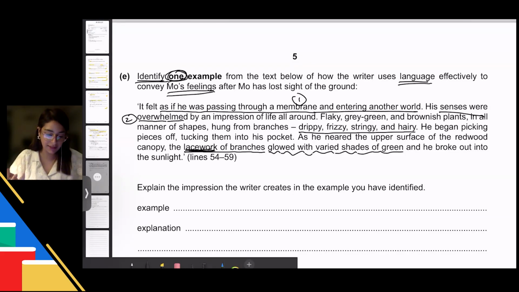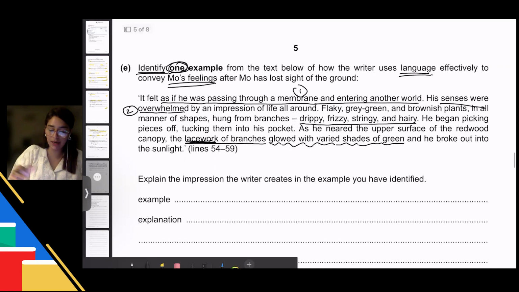So, if I say that he is passing through a membrane and entering another world, if this example is what I highlight, I can talk about how he is not just going through something that is dangerous, but also adventurous for him. And so, something that is very different, something that he has never experienced before. So, if I highlight that, that's a good explanation to what I have mentioned.